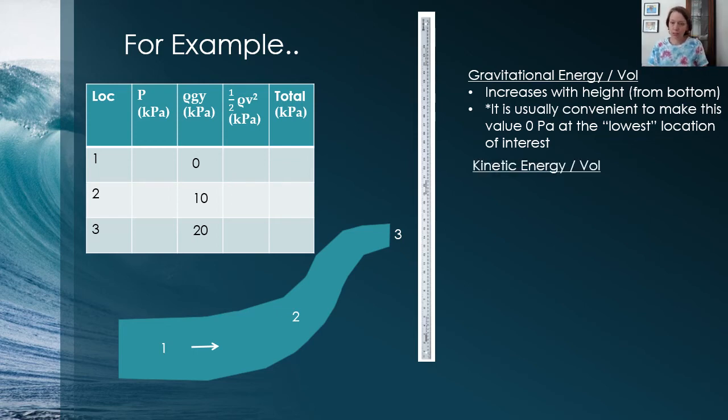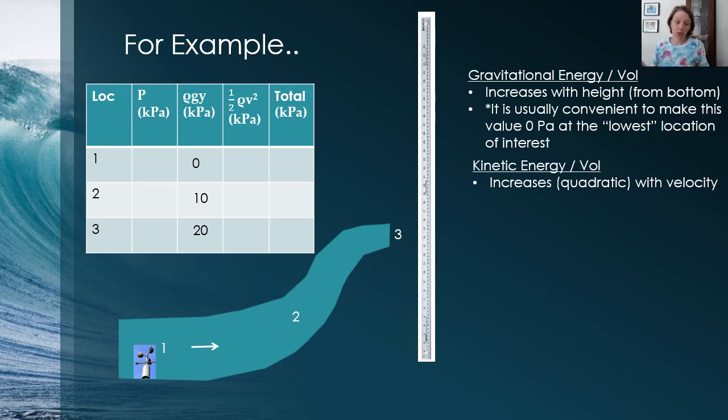Next thing I would do is tackle the kinetic energy per volume. Now, kinetic energy, remember, increases quadratically with velocity. It's 1/2 density times v squared. I already know the density. It's the same as it was in the gravitational energy equation, so that's easy. The hard part is finding the velocity. And remember, it's a v squared unit. So as your velocity goes up, you're getting quadratically more kinetic energy.